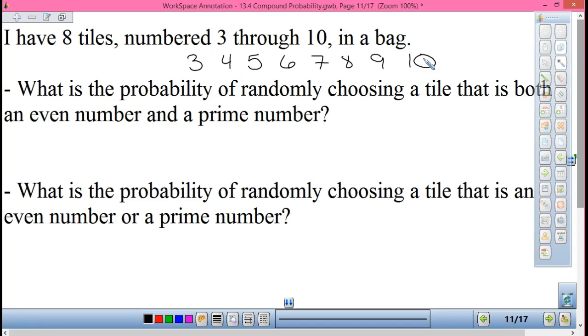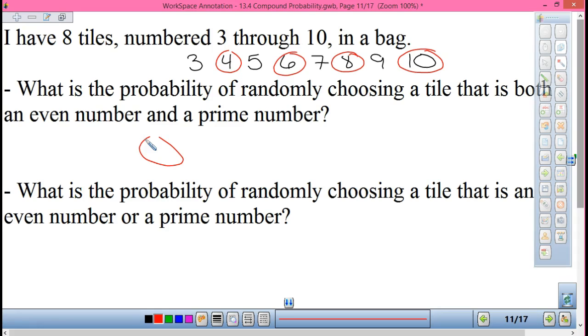Where are my even numbers? Okay, even. And remember, it's got to be even and prime. How many of those 4 numbers are prime? None. So what's my probability of them being both even and prime? They will find 0. It can't be both. It's not possible.